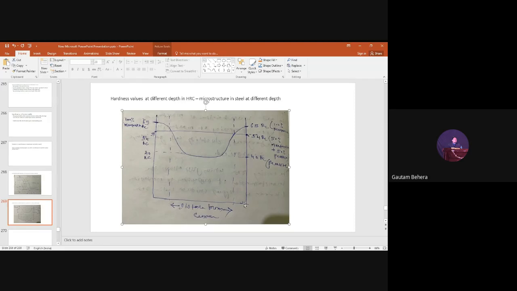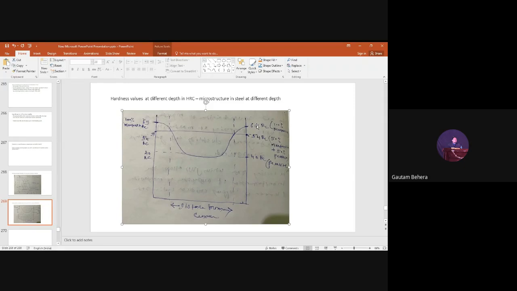This is the center, it is moving toward the surface. So you can see the hardness curve is like this. That means maximum hardness is at the surface, minimum hardness is at the core or at the center. So what is the value here? You can see 65 RC, and at this point it is 54 RC, and at this point it is 40 RC.